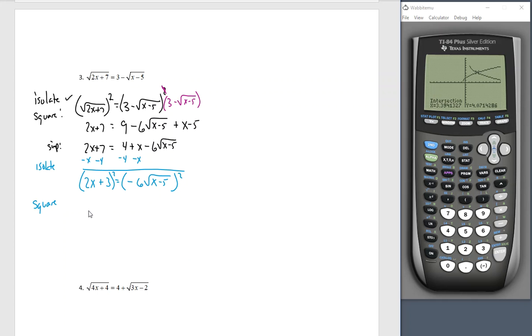When I square that left-hand side, you see now I have to remember it's x plus 3. Don't let me get away with that. 2x minus x, that's only 1x. Don't let me lie to you. That's x plus 3 times x plus 3. On the right-hand side, minus 6 square root of x minus 5 times minus 6 square root of x minus 5. Let's multiply them both out.